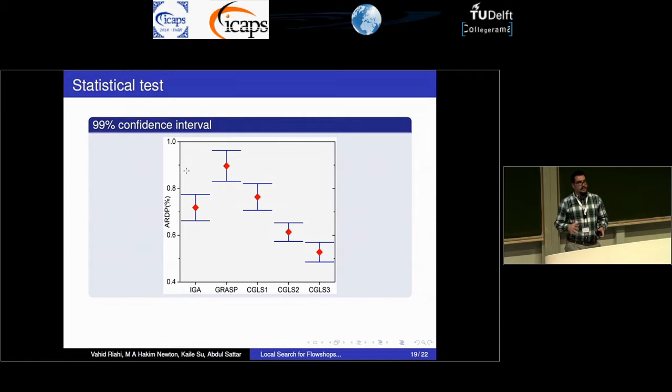However, comparing the algorithms only based on the average of the results is a bit weak. For this reason, a statistical test is done. We perform 99% confidence intervals, and when there is no overlap between two methods, it means there is a statistically significant difference between those two methods. You can see that our CGLS3 is statistically significantly better than all other algorithms, and even our CGLS2 is still better than two other algorithms.